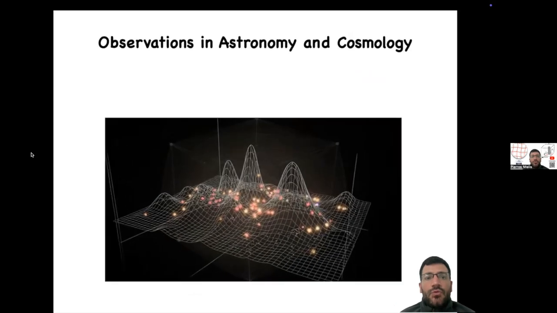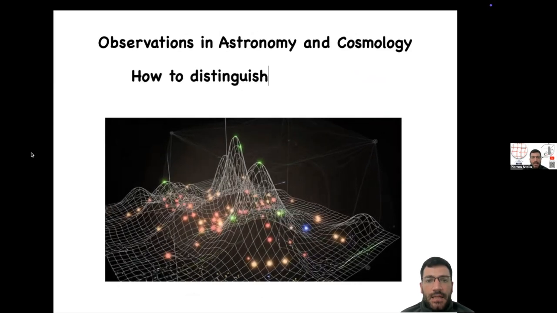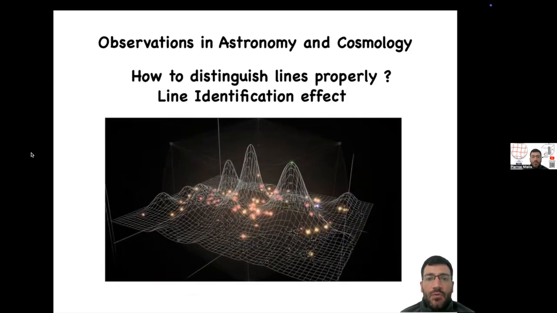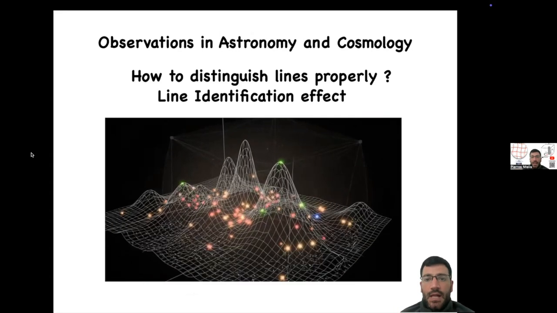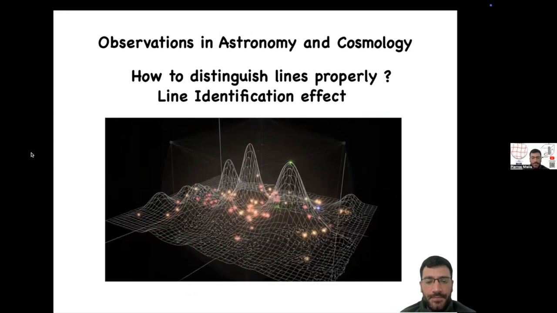So how do we make observations in astronomy and cosmology? Basically, we ask the question of how to distinguish an identification line properly. So we talk about the line identification effect.